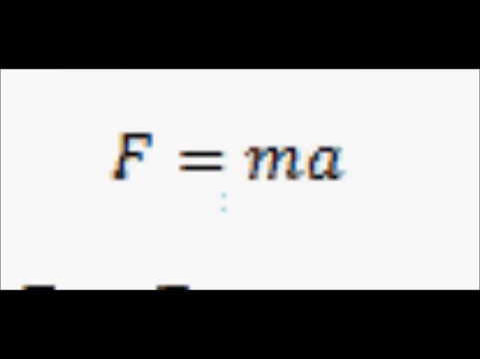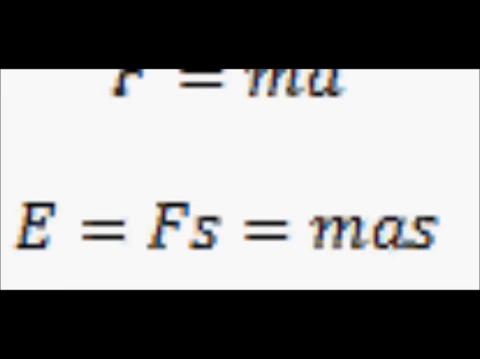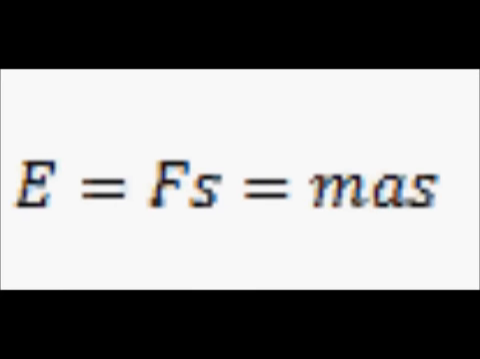So we know that Newton's second law is F equals ma. The force on a body or particle is equal to its mass times its acceleration, so that's its change in velocity over a given time. We also know that the energy of a body is equal to the force on it multiplied by its displacement. So we can multiply both sides by s, to get force times s is equal to ma times s. So that's just using Newton's second law.